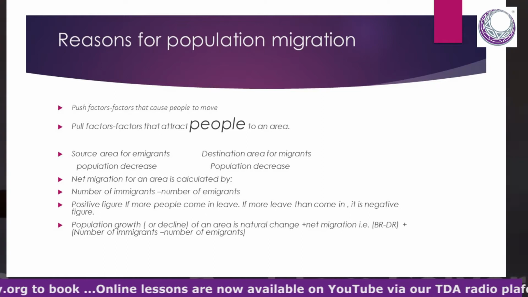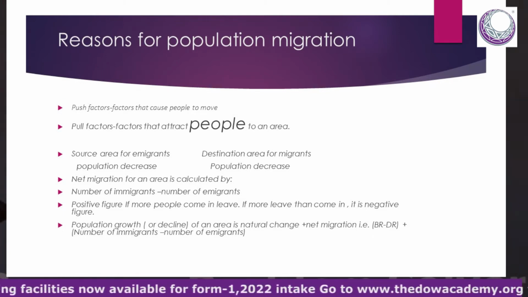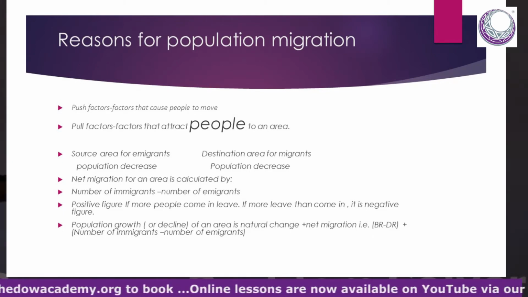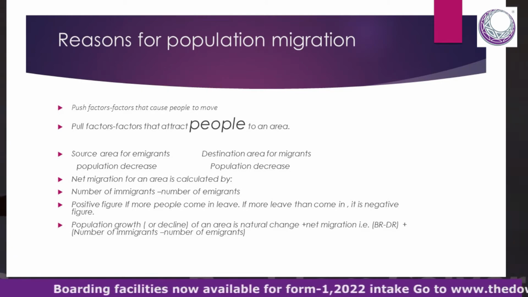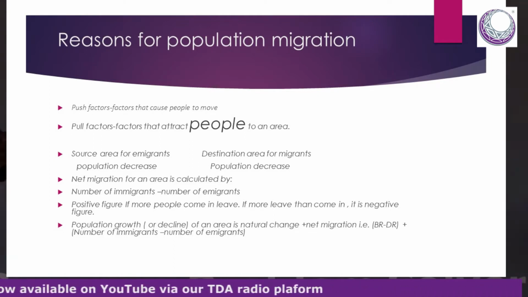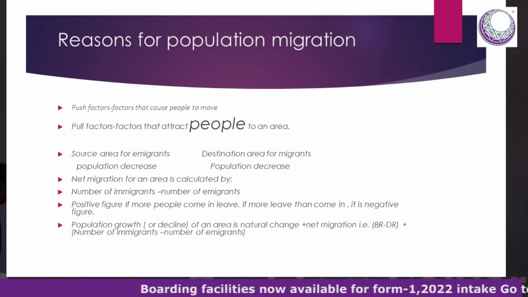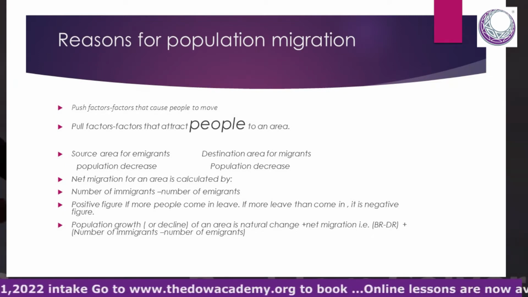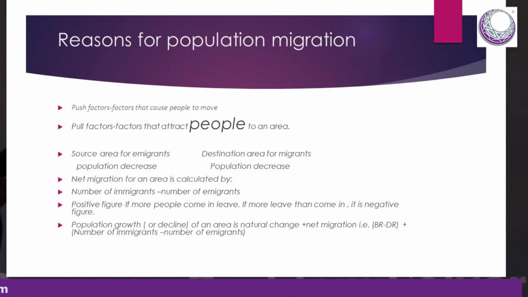Then net migration for an area is calculated by the number of immigrants minus the number of emigrants. A positive figure means that there are more people coming in than going out. A negative figure means there are more people moving away than moving in. Then population growth of an area is natural change, which is birth rate minus death rate. Do not forget, natural change is birth rate minus death rate, plus the number of people moving in minus those moving out. Then we get the population growth.